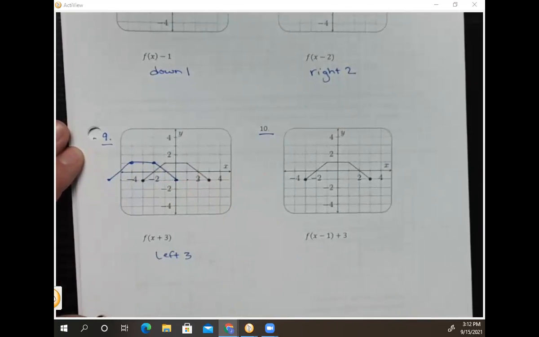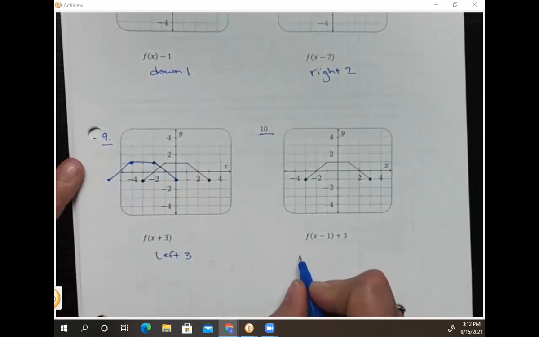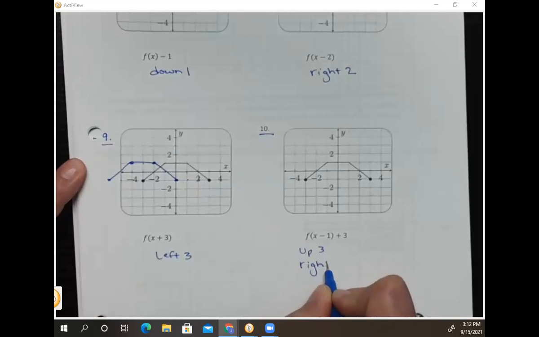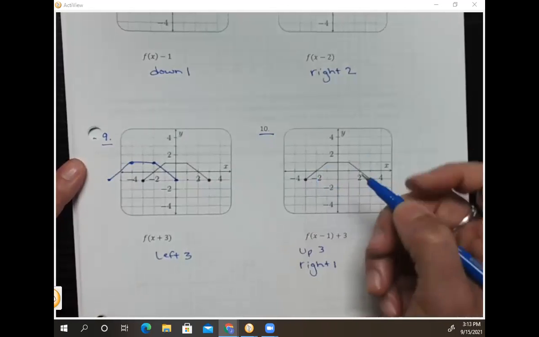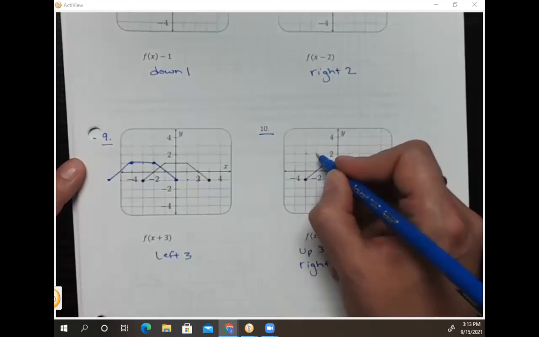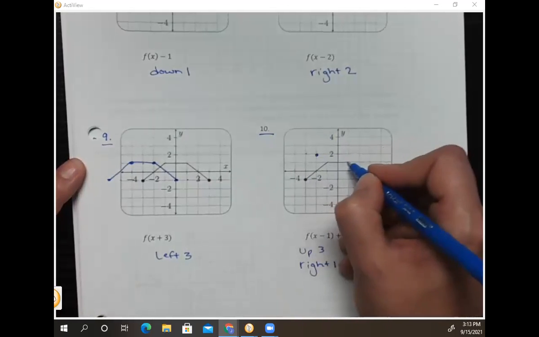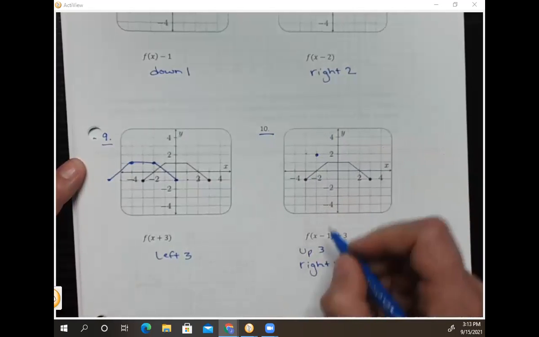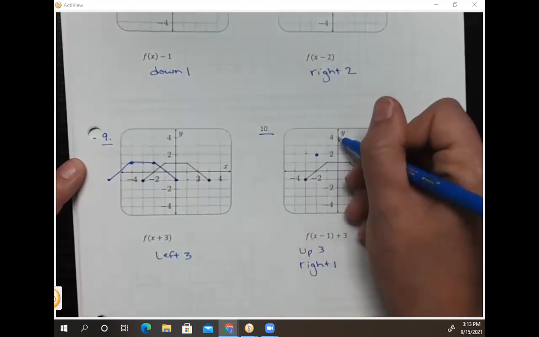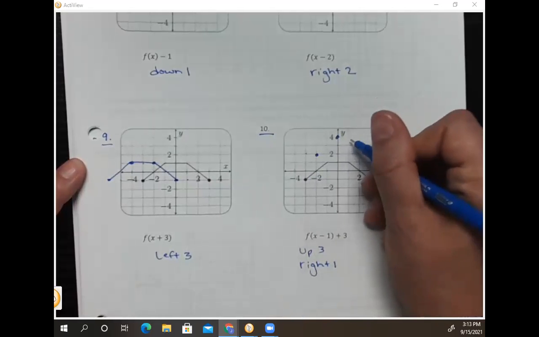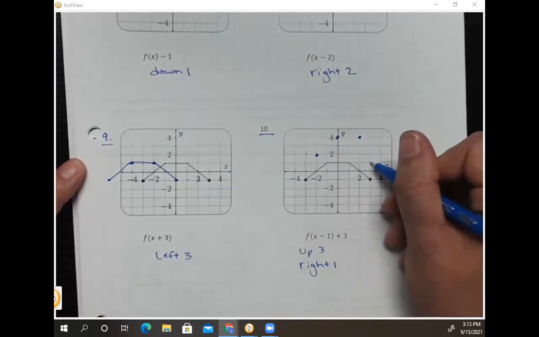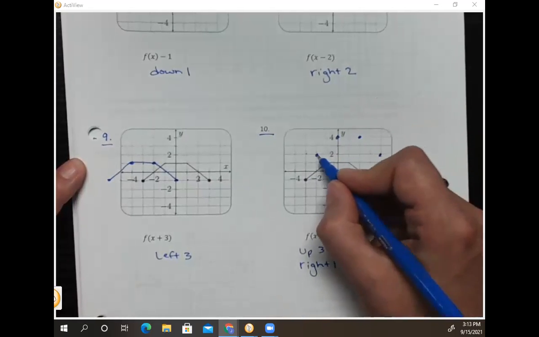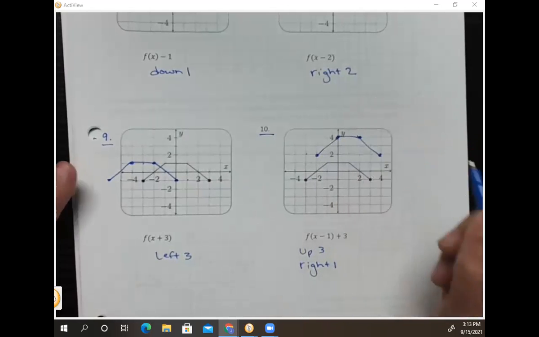How about number 10? What are we doing with number 10? Up 3, right 1. Perfect. So every point goes up 3, 1, 2, 3, and right 1. Questions for me for today?